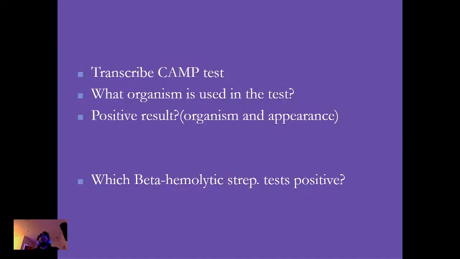Let's talk about CAMP naman. CAMP is a name of 4 scientists who developed the test: Christie, Atkins, Munch, and Peterson. Okay? We used a test organism here, the reagent organism, and our reagent organism is Staphylococcus aureus. Staphylococcus aureus will be intersected with your beta hemolytic strep, and if there is beta hemolytic strep there, such as your Streptococcus agalactiae, it will produce an arrowhead hemolysis.